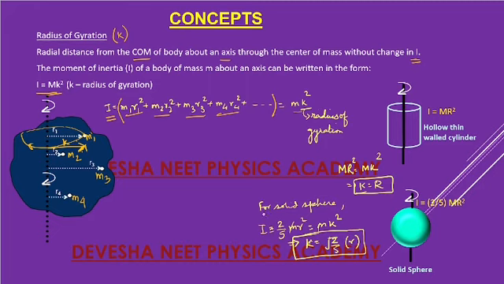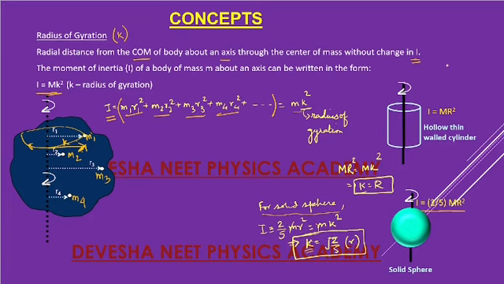So imagine we have a solid sphere. We know that for a solid sphere, if the axis goes through the center, then I is equal to 2 by 5 mr square. So 2 by 5 mr square is equal to mk square, and we want to find the radius of gyration. In this case, k becomes root of 2 by 5 into r. So this becomes the radius of gyration.